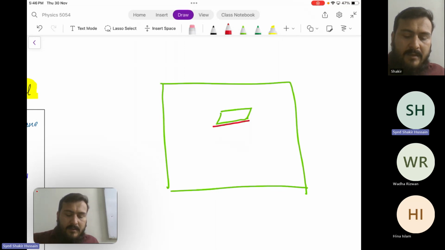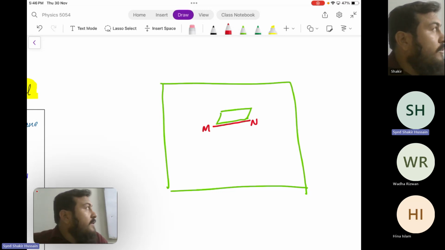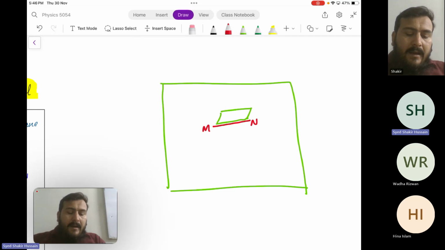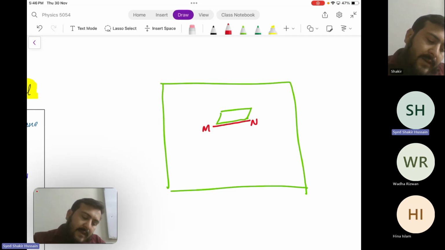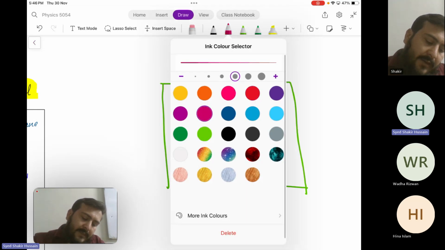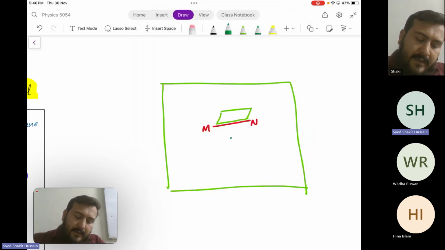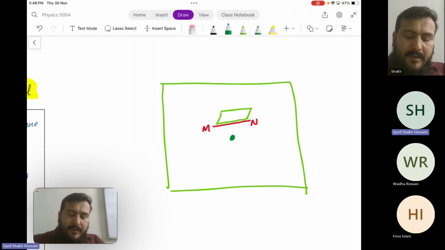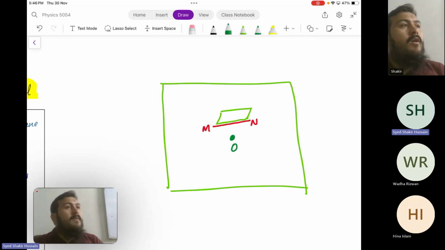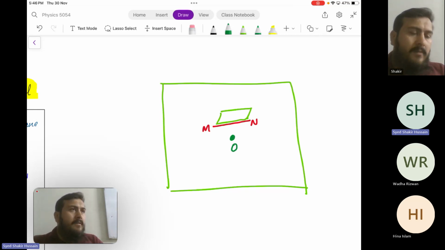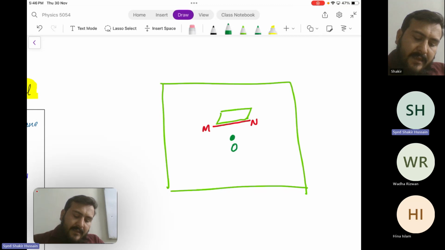Yes, so this is the line. Let's label it as M and N. You can label it as P and Q, A, B, whatever you like, right? So you draw this line, and now you will place a pin in front of it. You will pick one of the optical pins, place it right in front of it, and let's say you place it here, right? So this is called the object pin. We will call this the object pin.